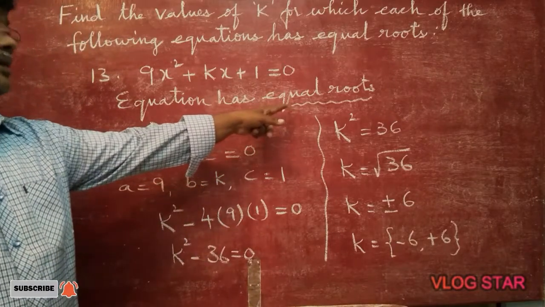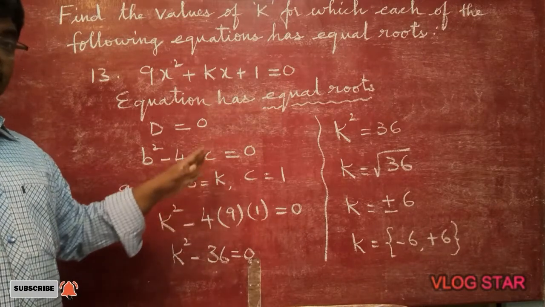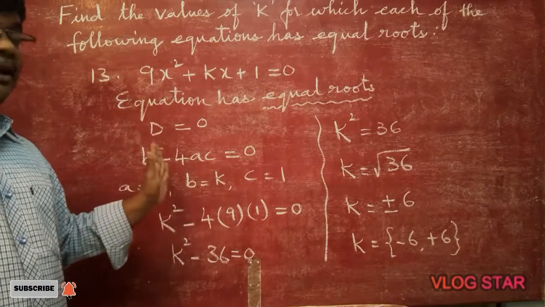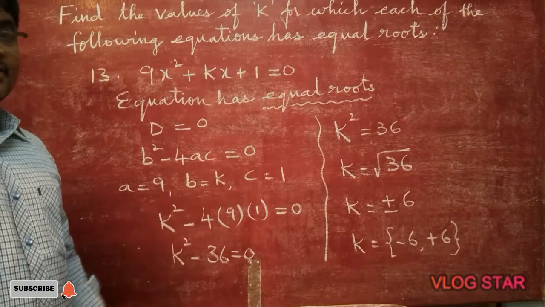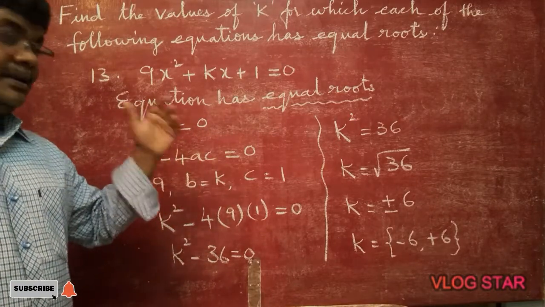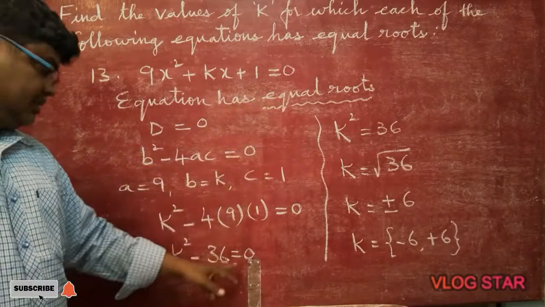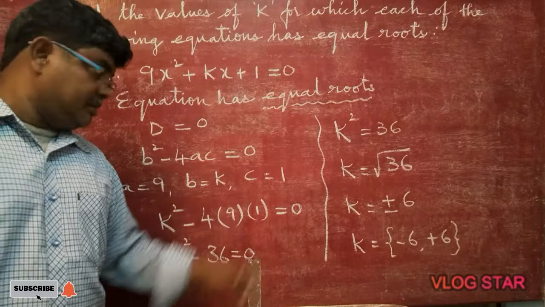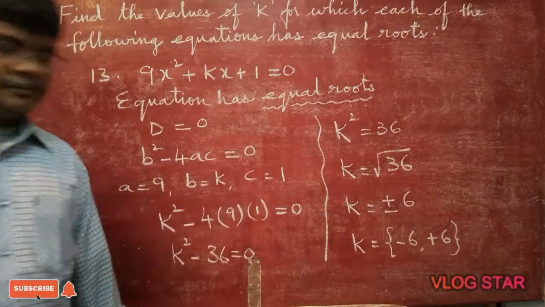Keep in mind which nature they told, and act according to that. If the roots are unequal and distinct, it means greater than 0. Unequal and imaginary means less than 0. Real and equal means equal to 0. Those three natures you have to remember, and whichever condition they have given, we have to apply. Okay.